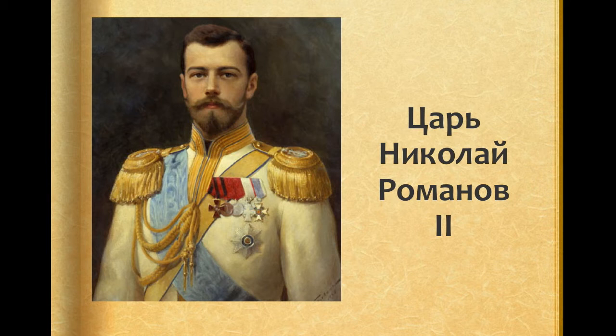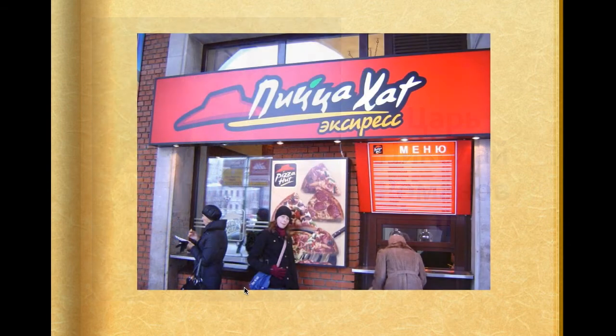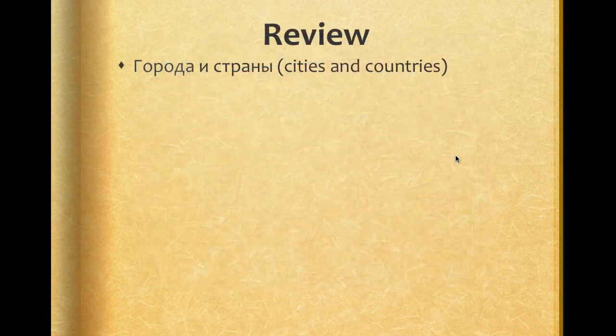Okay, see if you can read the name of this person. Tsar Nikolai Romanov. Good. Do you remember who he was? If you've seen the movie Anastasia, this is the one who got assassinated. Okay, here's another place you might go to eat. What's the name of this place? Pizza Hut Express. And what is this? Can you read that? Menu. Good.